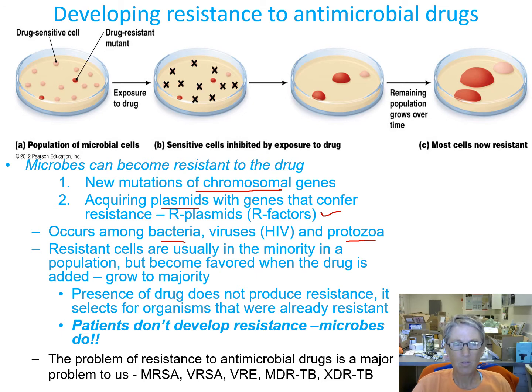Initially, the resistant cells are usually in the minority in the population. So here in this first part of the cartoon, the drug-resistant cells are in a minority. The drug-sensitive cells are in a majority. But then when you expose them to the drug, that flips. So presence of the drug itself does not produce resistance. It selects for organisms that were already resistant.